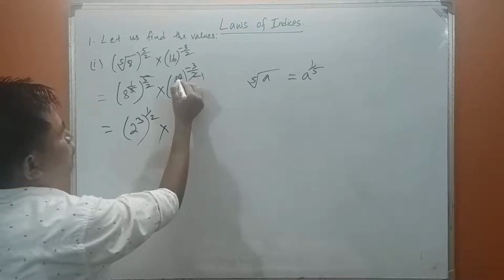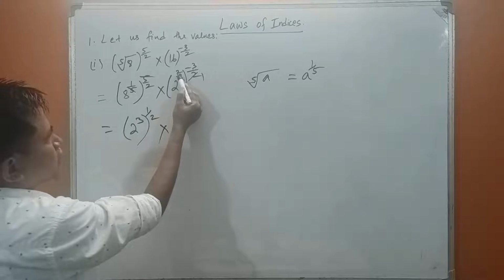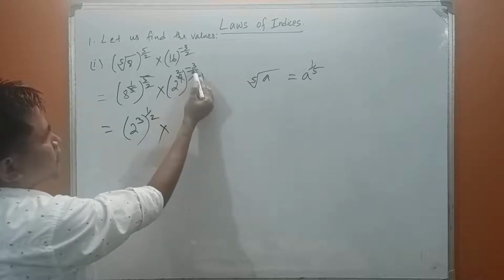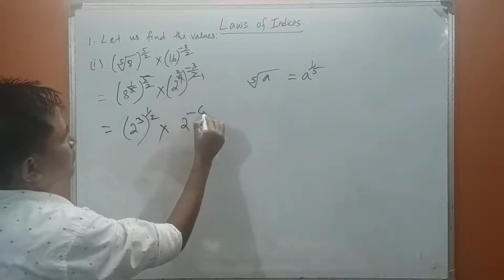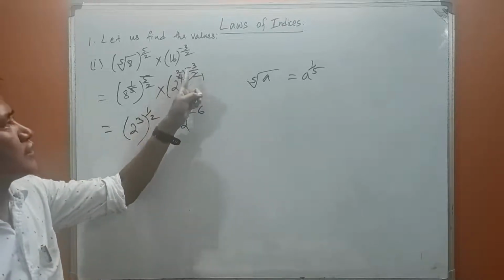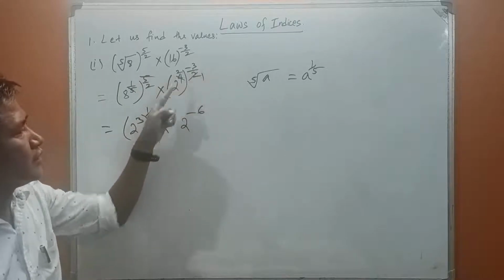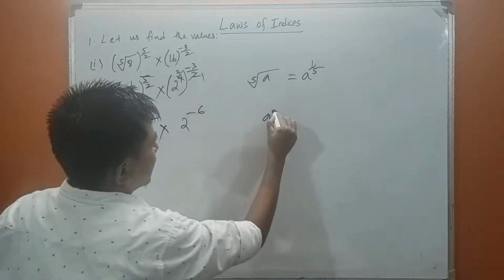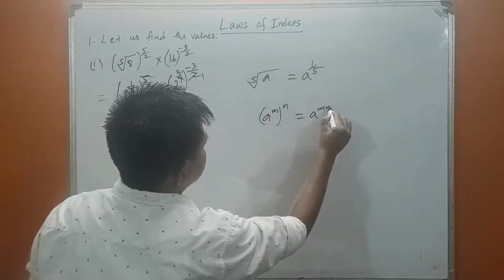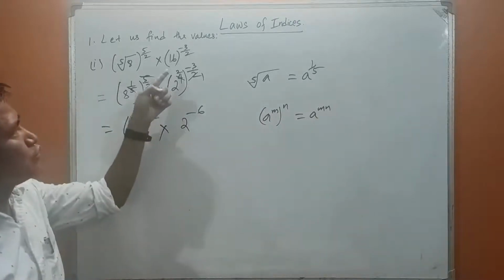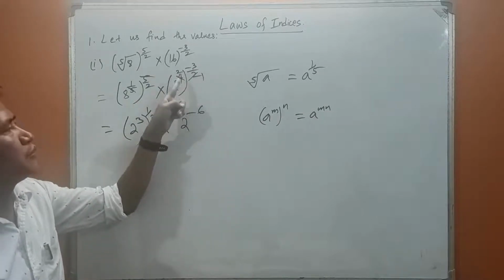2 ones are 2, 2 twos are 4, this can be cancelled. So this gives us 2 in the numerator and minus 3 is also in the numerator. This gives us 2 to the power minus 2 threes are 6. Okay? (a to the power m) whole to the power n means a to the power mn, isn't it? These powers are multiplied, so m into n, 2 threes are 6. The sign comes here, minus.